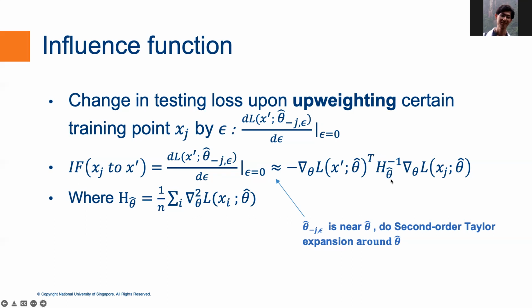So I think the Hessian matrix comes from the second order term of this Taylor expansion, because the first order will be a gradient and the second order will have a Hessian. And this Hessian is defined as the average of the Hessian matrices over all training data.